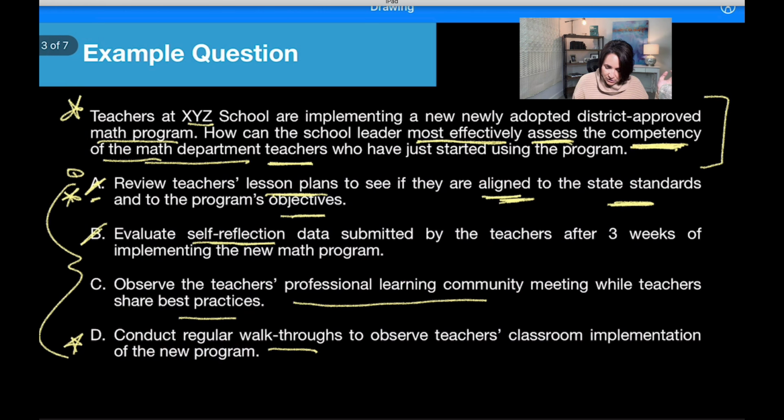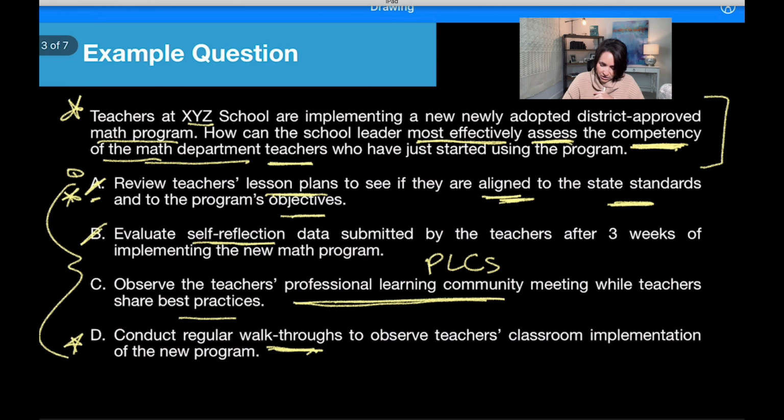And then observe the teachers' professional learning communities. Well, again, PLCs are awesome. That's what we call professional learning communities, PLCs, if you're new to the game. And of course we want to do PLCs, but a group of teachers together talking about a program, is that going to assess their competency in implementing the program? Probably not. D, conduct regular walkthroughs to observe teachers' classroom implementation.